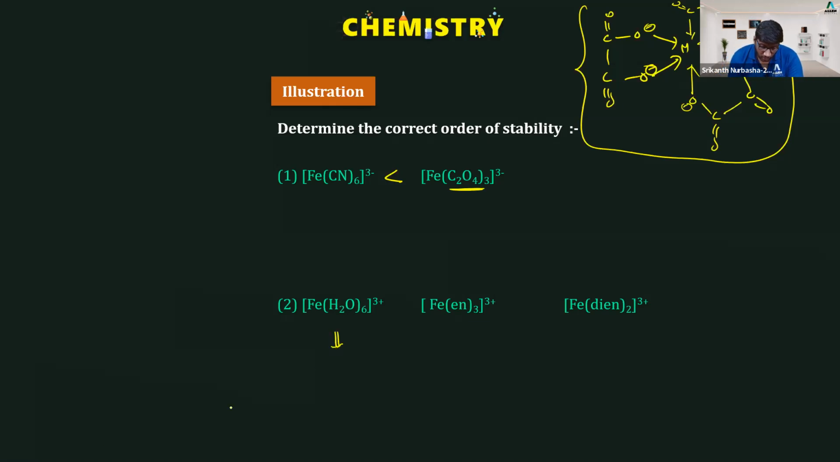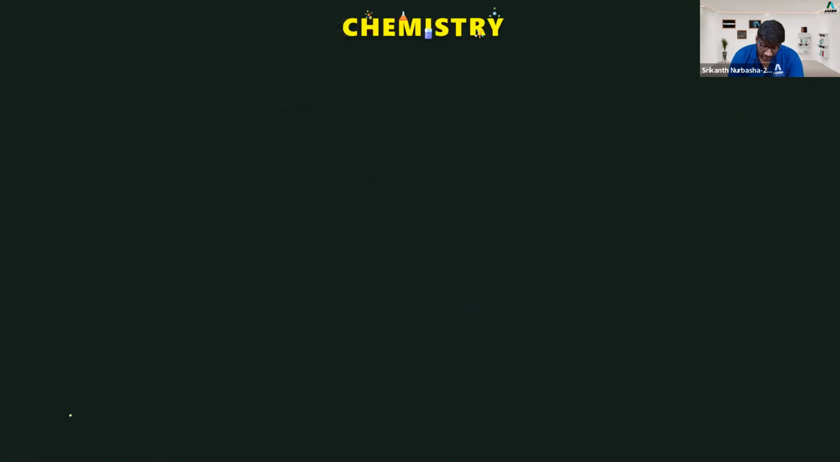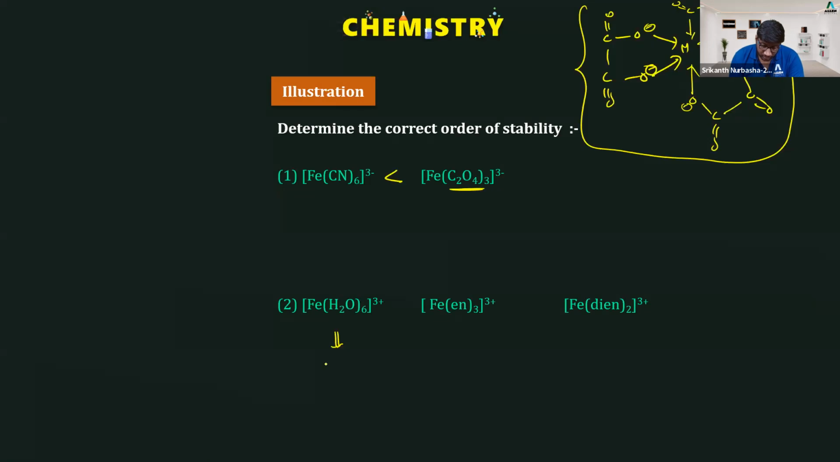How many rings here? H2O means how many rings, students? 0 rings because no chelation. Ethylene diamine, what is the number of chelate rings? [Fe(en)3]3+. How many rings are formed in this complex? Chelation rings is equal to denticity minus 1. What is the denticity of ethylene diamine? 2 minus 1, that is equal to 1. So one ring is going to be formed for one ethylene diamine. Therefore, for 3 ENs, how many rings are formed? 3 rings are formed.